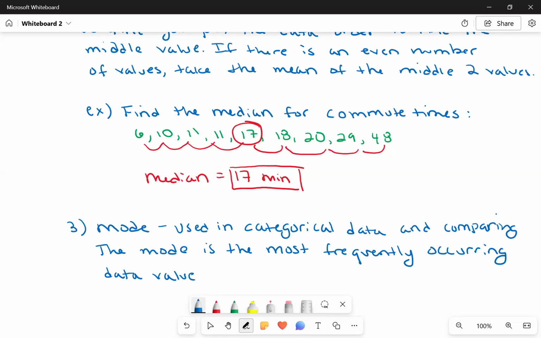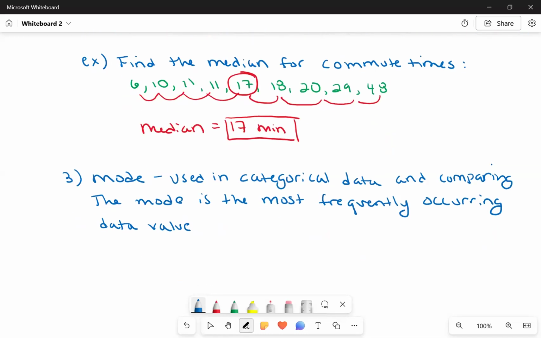But when you're looking at the mean and the median, finding the mode is actually really useful for being able to tell information about the data. Because we're not really going to get too much into that, but that is one of its uses. Okay, so let's go ahead and find the mode for our commute times.